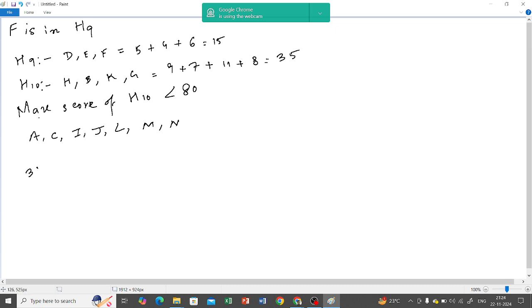So 35 score I already have. Now 3 more are needed, right? You see in H10 I have already placed 4 players, H, B, K, G. I need to place 3 more players. So who can the 3 players be? I can take I for example. So the score of I is 17, you can see. Plus I can take L, the score of L is 15. So I, L. Plus I need one more. I can take M, the score of M is 13. Did you understand till here?